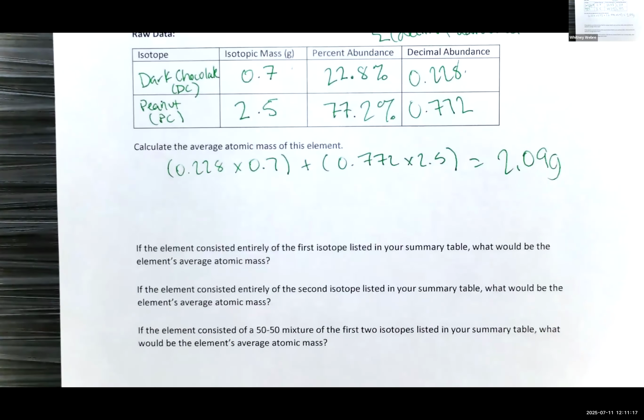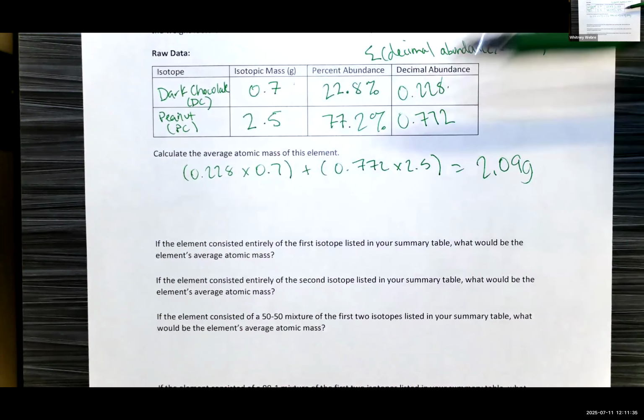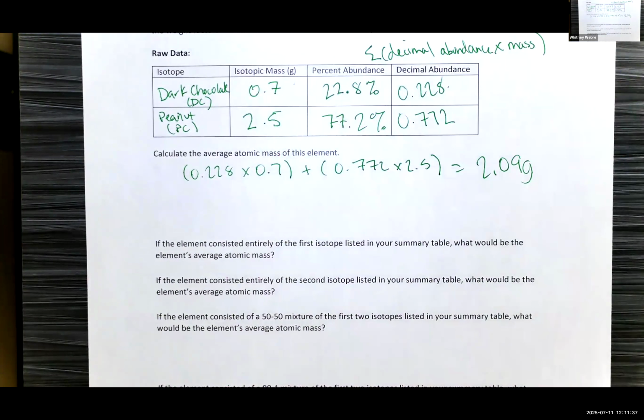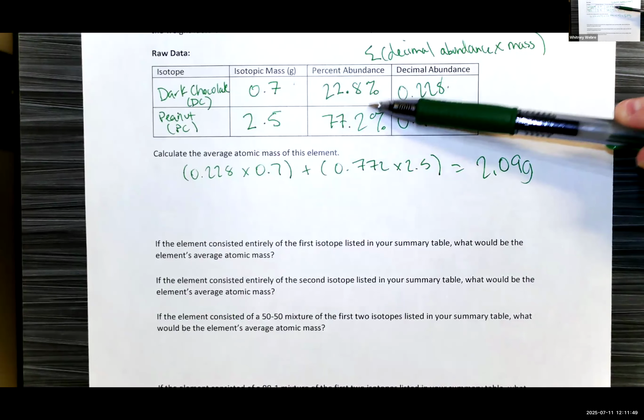For the next questions, they're more conceptual, and I really enjoy asking these because that just really tests how well your common knowledge is. So these questions aren't meant to be overly hard or difficult. So it says the element consisted entirely of the first isotope. So it's saying that if 100% of this element was dark chocolate, or dark chocolate M&Ms, what would be the element's average atomic mass? So if it was 100% here, what would it be?